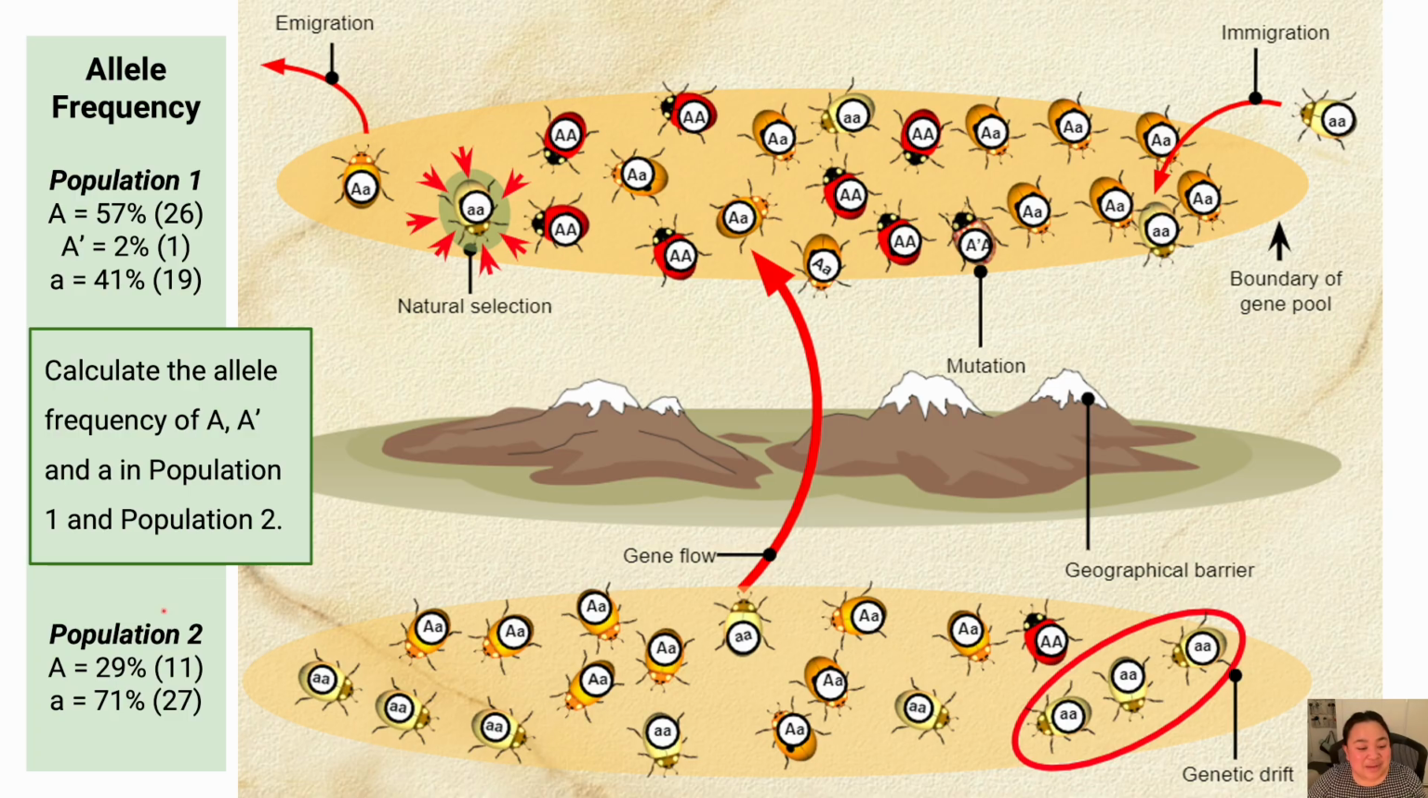Okay, now let's look at population 2. The total number of alleles in population 2's gene pool was 38. There were 11 big A alleles, which means an allele frequency of 29%. There were 27 little a alleles, which means an allele frequency of 71%. Hopefully you got those all right.